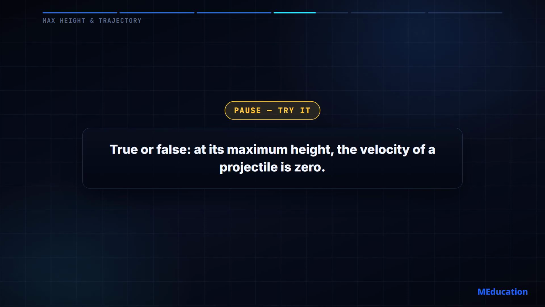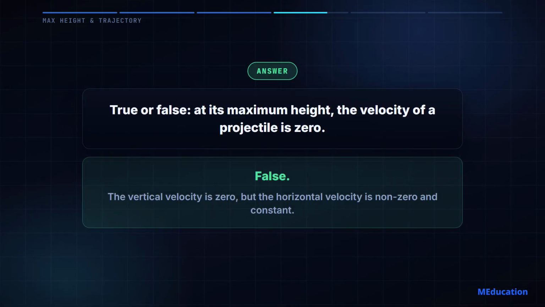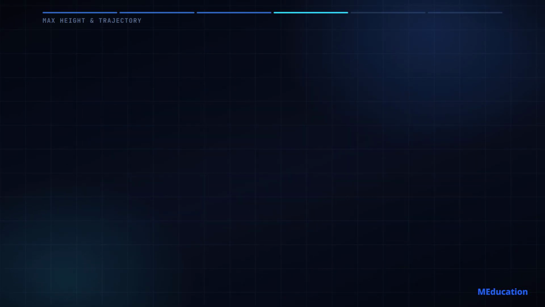Let us check your understanding of this peak. True or false? At its maximum height, the velocity of a projectile is 0. Pause and think. It is false. At maximum height, only the vertical component of velocity is 0. The horizontal component of velocity remains constant throughout the entire flight. Therefore, the projectile is still moving horizontally at the peak. Claiming the total velocity is 0 here is a highly common mark loser.